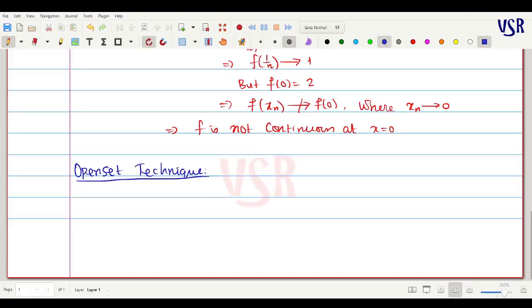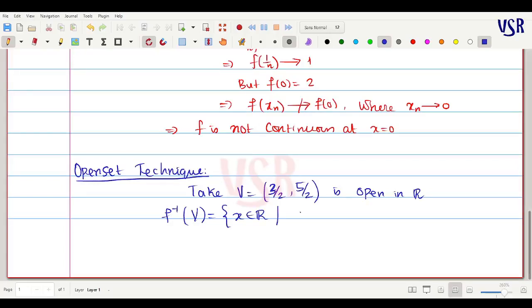Take V which is equal to the open interval (3/2, 5/2). It is open in R. Okay, now I am going to calculate f inverse of V. This is equal to the set of all x belongs to R such that f of x belongs to this set, (3/2, 5/2).